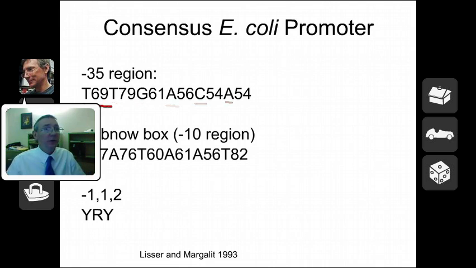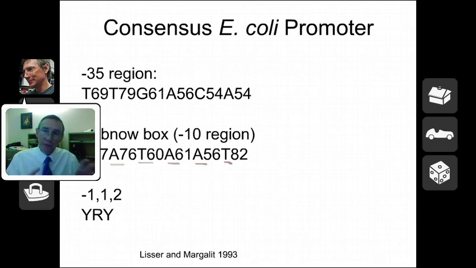So for instance, over here where you see T69, 69% of E. coli promoters, and this has been determined by looking at them all, have a T at that position right there in the TTGACA. There can be some variation, right? 79% have a T in the next spot, and so on. If you look at the minus 10 region, also sometimes called the Pribnow box after the guy who discovered it, that's TATAAT. And again, you see the percentages of promoters that have those specific nucleotides in those specific spots.